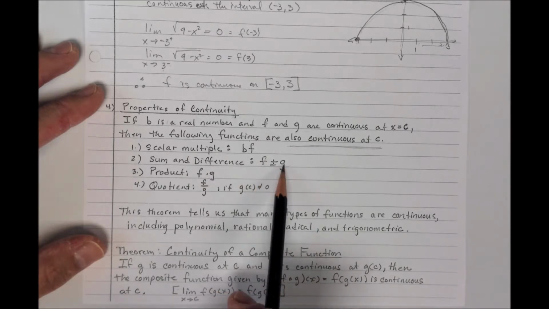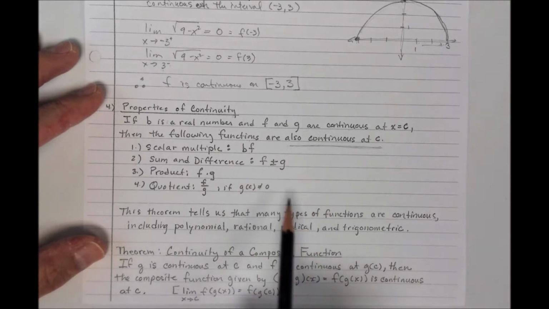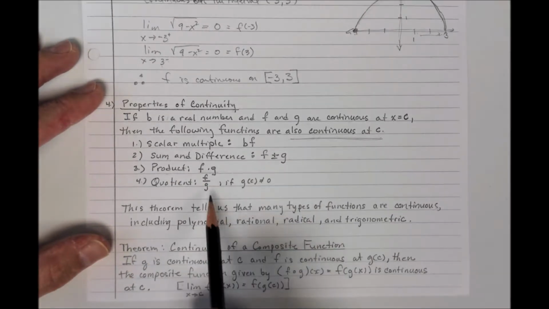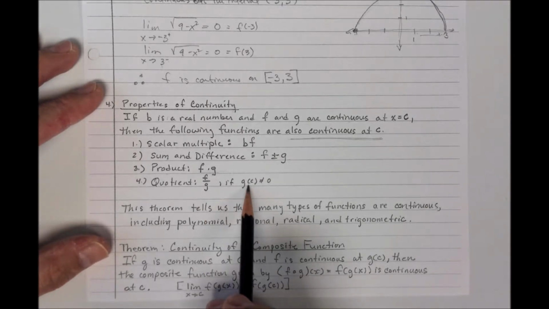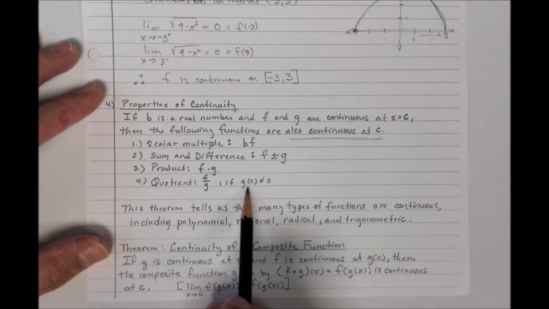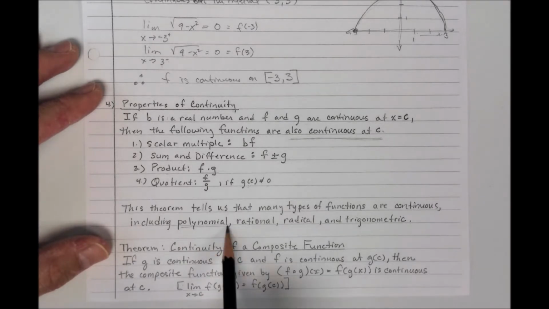So if you add two continuous functions, you get a continuous function. If you subtract two continuous functions, you get a continuous function. If you multiply two continuous functions, you get a continuous function. And if you divide, you also get a continuous function, except at those values where g of c is equal to 0. So you have to make sure that g of c cannot equal 0. Now this gives us all sorts of possibilities as far as our functions that are continuous: polynomials, with the sums, the differences, the scalars and the products.